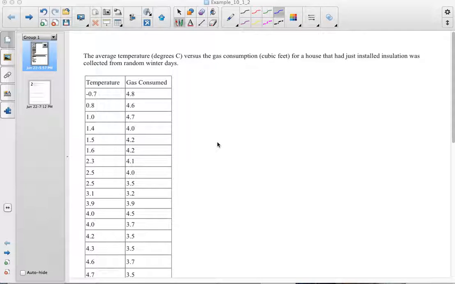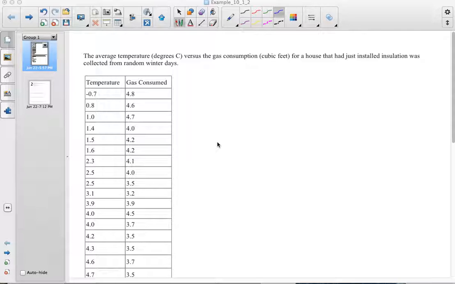So this example will show you how to create a regression equation for some data. In this case, we have the average temperature in degrees Celsius versus the gas consumed in cubic feet for a house that has just installed insulation, and this was collected for random winter days.